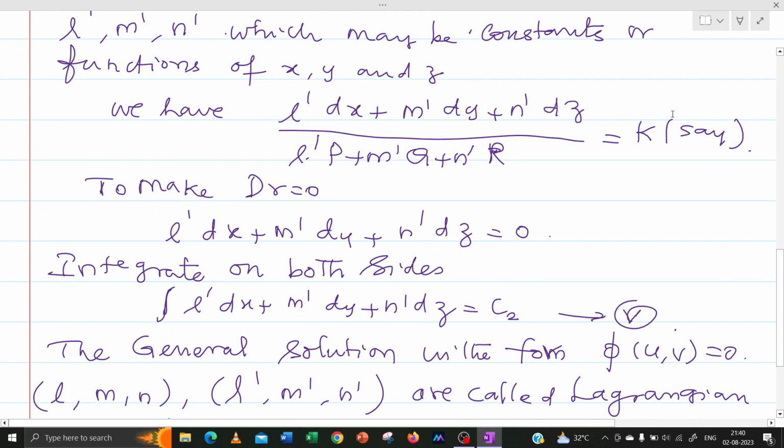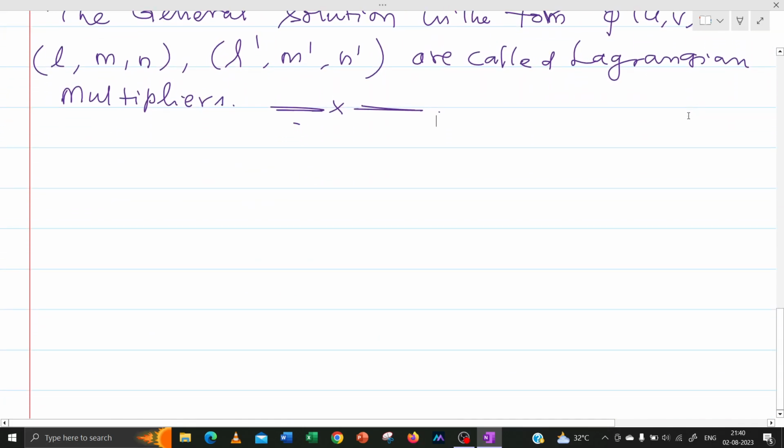Okay, so choosing L, M, N and L dash, M dash, N dash, the two sets of multipliers, is totally based on the problem. There is no predefined method to choose these multipliers. You have to choose them to make the denominator equal to 0. In case the denominator is not zero, then we have to solve the same Lagrange's linear equation by the method of substitution. That is one more method, we will discuss it in the next class. First we will discuss a few problems in the method of multipliers.